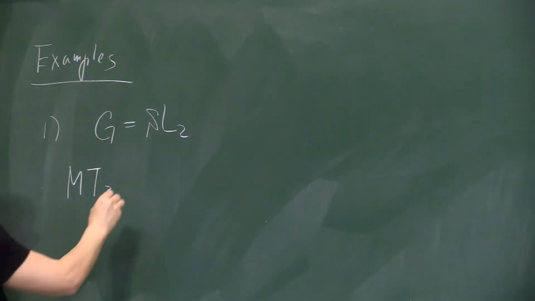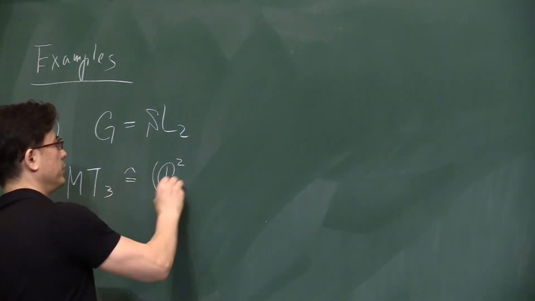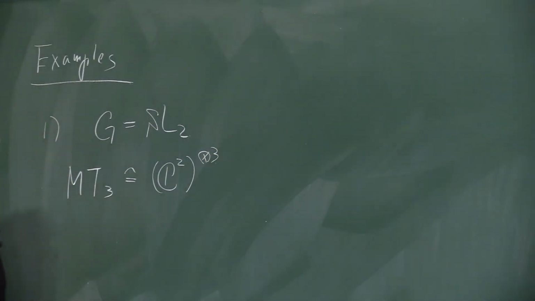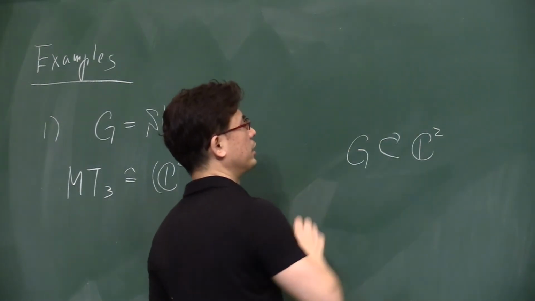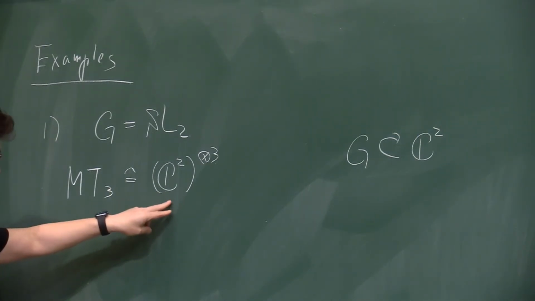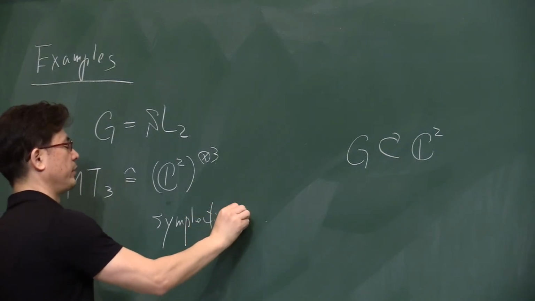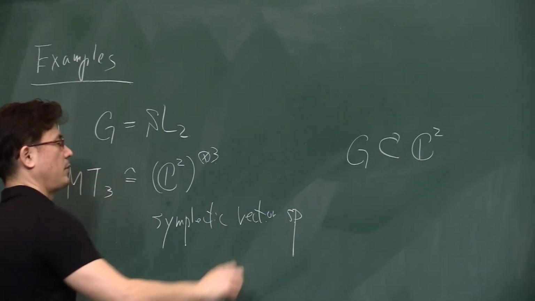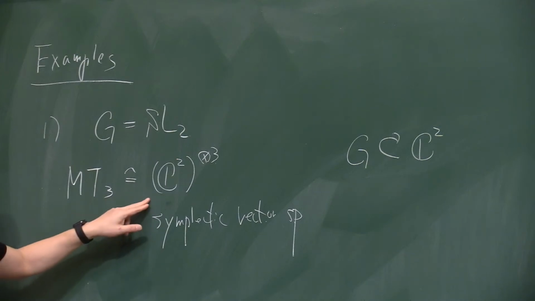And you find in this case, it has to have 3 commuting actions of SL2. And you find that it's a tensor product of 3 copies of C2, where each C2 has a natural Hamiltonian action of SL2, which induces symplectic structure. So this is just a symplectic vector space. And this natural action induces 3 commuting actions of SL2 here. So this is very simple.